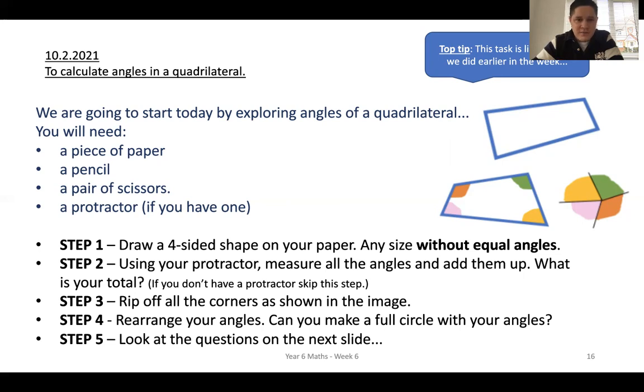So, you've got your shape. You might have 2 shapes. Using your protractor, I'd like you to measure all the angles and then add them up. What is your total? Okay.